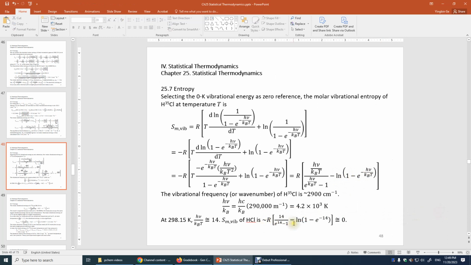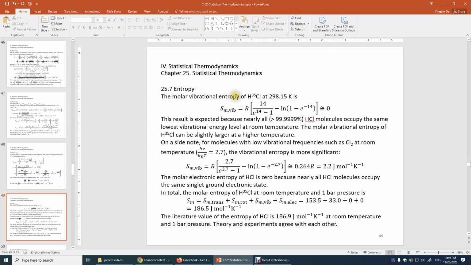We don't even have to calculate this because e to the power 14 is huge. 14 over that, it's really small. And this part is really close to Ln1, and Ln1 is 0. Therefore, the vibrational molar entropy for HCl is just 0.